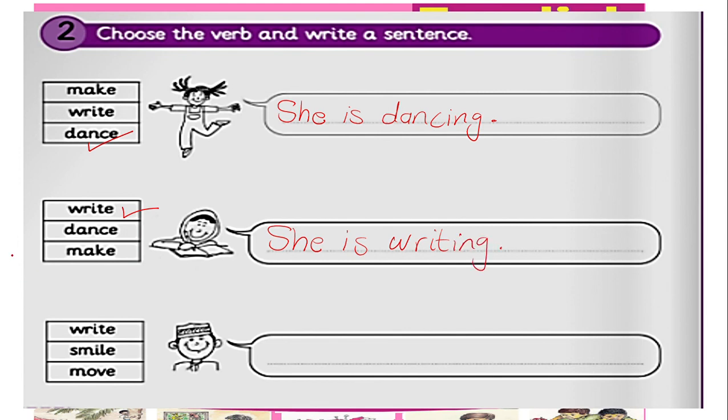Now, my students, I want you to write a sentence about this boy. Choose the verb. What is the correct verb? Write, smile, or move. Is he writing? No. Is he moving? No. He is smiling. Now I want you to write the sentence, my students.